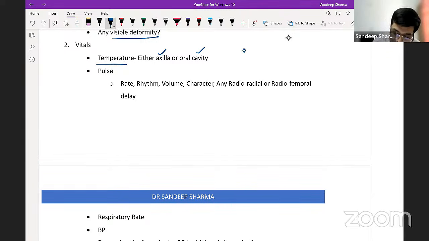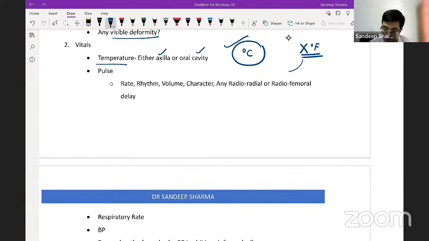Then you mention the temperature. Always mention the temperature in degrees Celsius, not in Fahrenheit. Even if the thermometer has a reading in Fahrenheit, convert it into degrees Celsius and mention it. Examiners are fond of it; by convention, they ask in degrees Celsius.